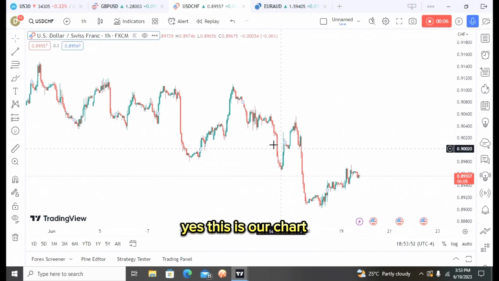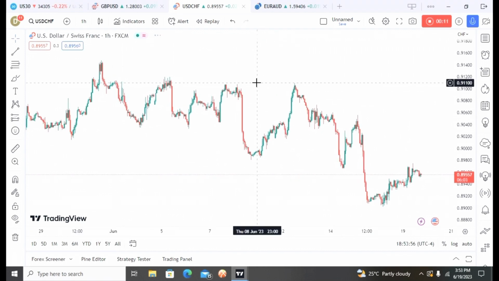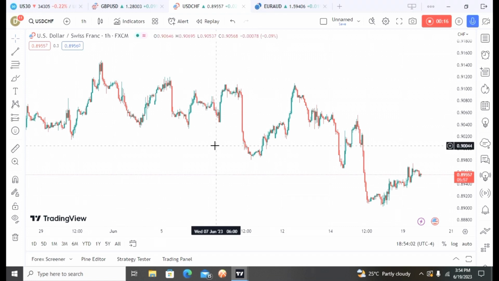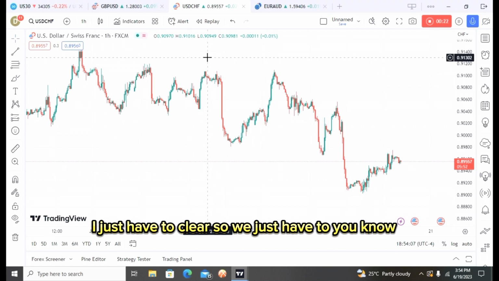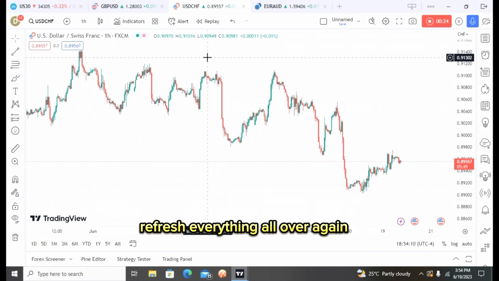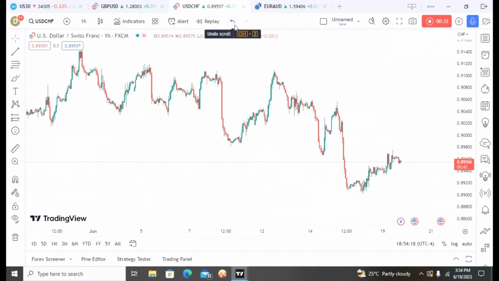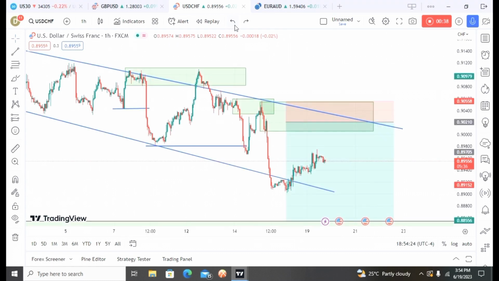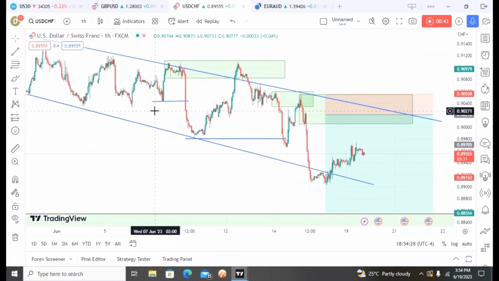Yes, this is our chart, and the first thing we have on the look here is USD. I already have it up here. I just have to clear it, so you just have to refresh everything all over again. I already analyzed the chart and know what I'm going to enter on the trade. Let me take it back so you see that I've done that. Yeah, this is the chart. So I've already analyzed it.